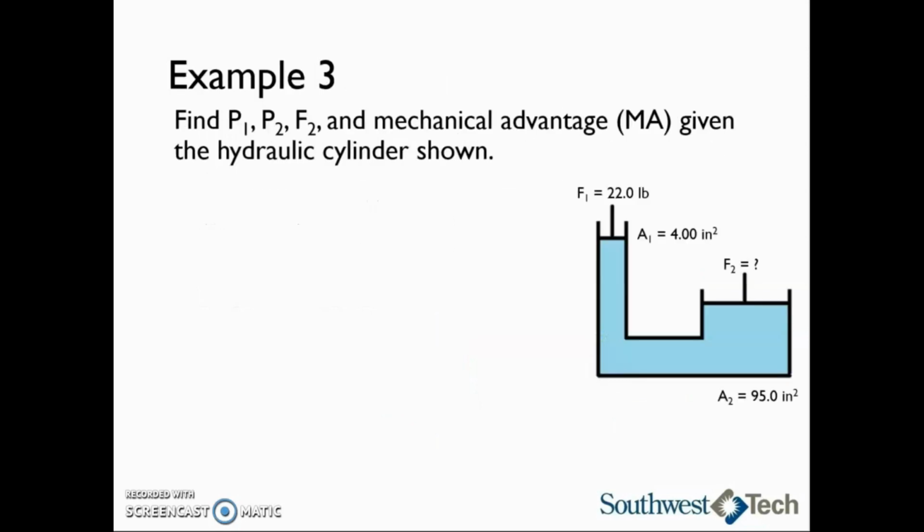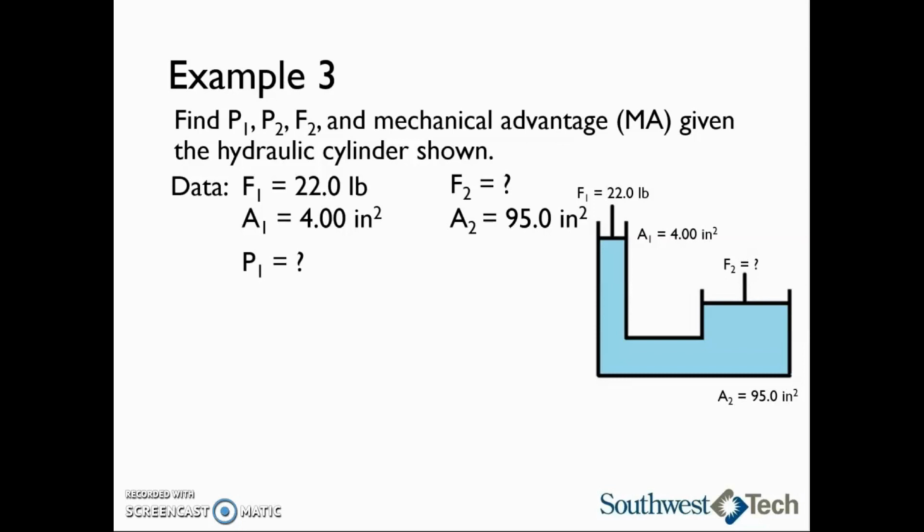Let's take a look at a four-part example. Find P1, P2, F2, and the mechanical advantage given the hydraulic cylinder shown. In this cylinder, we see that F1 is 22.0 pounds, which we can record in our data. A1 is 4.00 square inches, and A2 is 95.0 square inches. We need to find P1, F2, P2, and the mechanical advantage, MA.